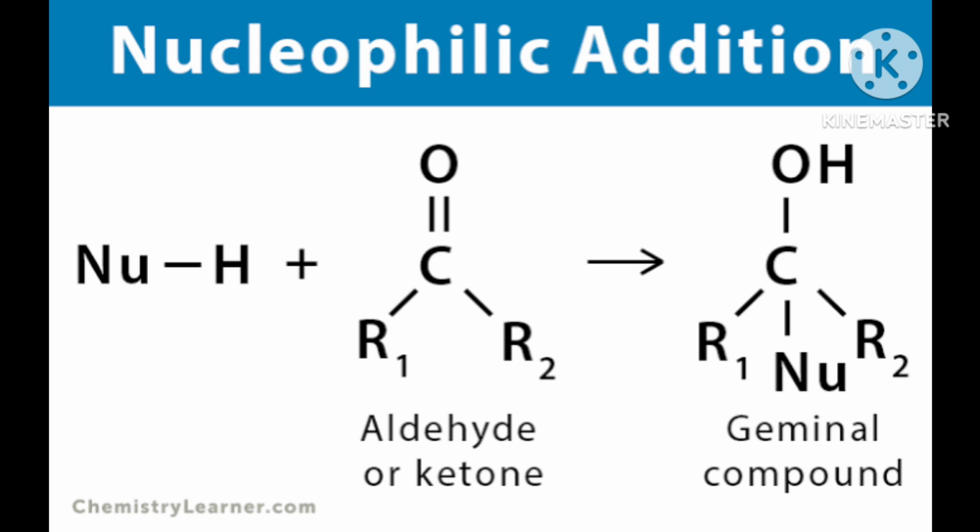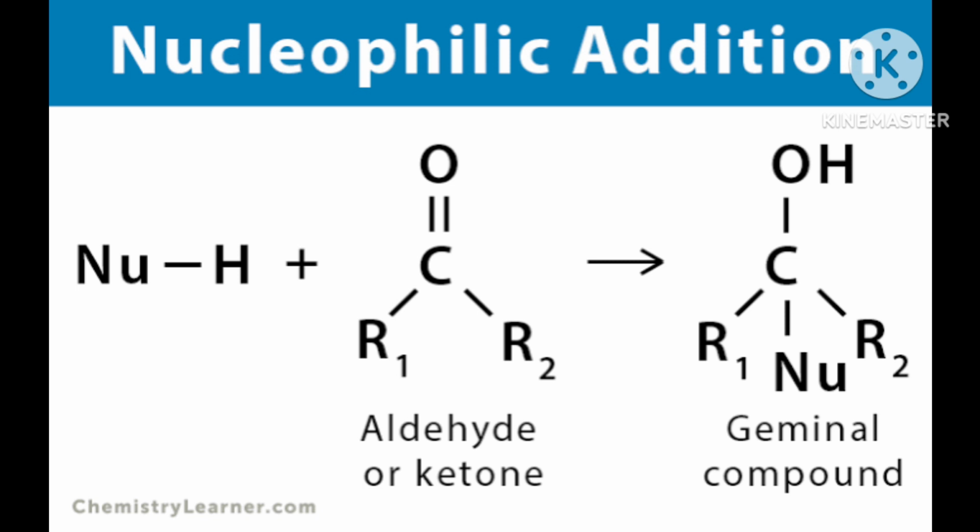Then when out of the double bond one bond breaks, meaning the pi bond breaks, the electron will be taken by oxygen and it will become negative, and carbon will become positive. This is a very, very important point to understand the mechanism.